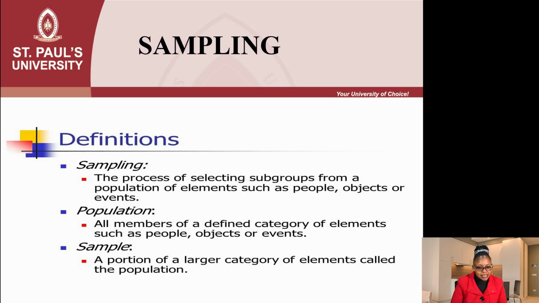So we'll start by definitions. We are going to define sampling, then population, then a sample. I've got a number of images or pictures that can enhance our understanding. So sampling is a process of selecting subgroups from a population of elements such as people, objects, or events. So it's a process of selecting a smaller number, so to speak, to represent the bigger population.